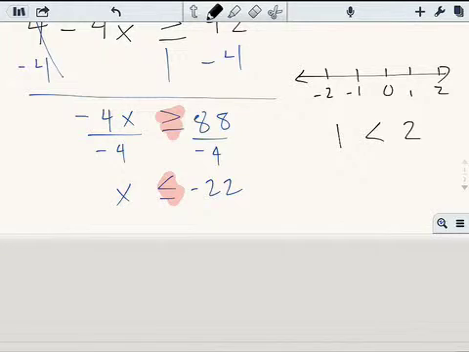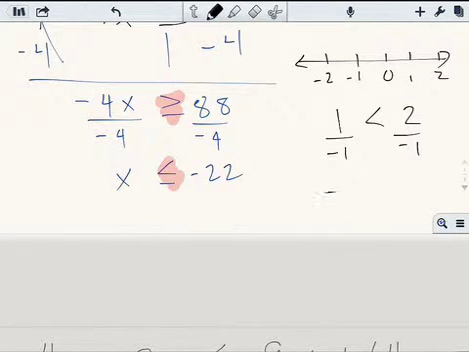And so if I look at 1 is less than 2, that's a true statement. I'm going to take an action. I'm going to divide both sides by negative 1. We just divided by a negative 4 in our problem over here. And so I'm going to divide by a negative 1 in order to just test this out. And so when I divide by negative 1, 1 divided by negative 1, well, that is negative 1. 2 divided by negative 1 is negative 2. And I want to look at the relationship between negative 1 and negative 2. So I flipped across the 0, and when I flipped across the 0, the relationship changed.